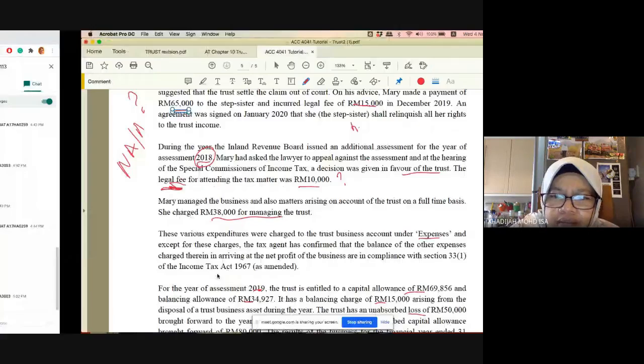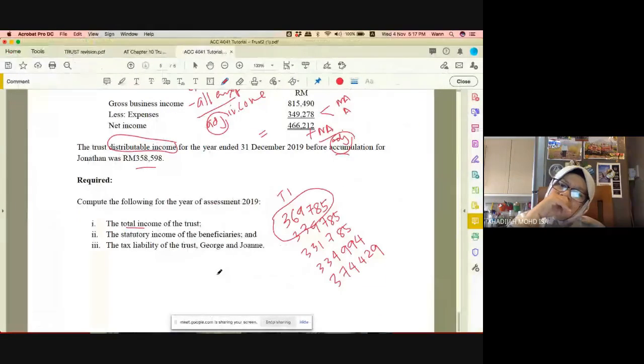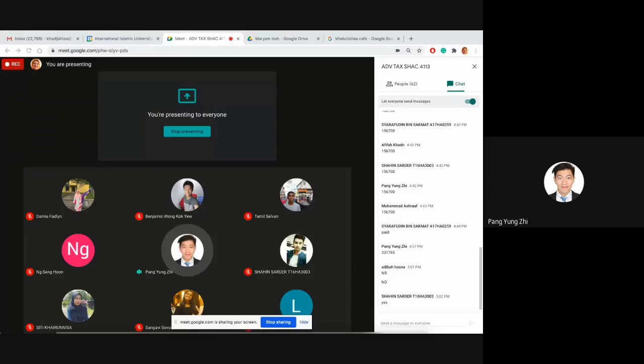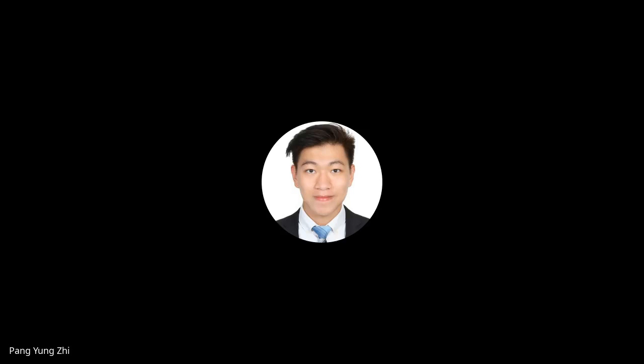Banyak jawapan ni. Kat mana pergi salahnya? 785 tu ada, 331 tu tadi sebab that 30,000. Where is that 30,000? 38,000 for trustee. So you allow this, is it lower expenses? So you don't add back lah. 38,000. Yeah. But that one should not get that different 30,000.